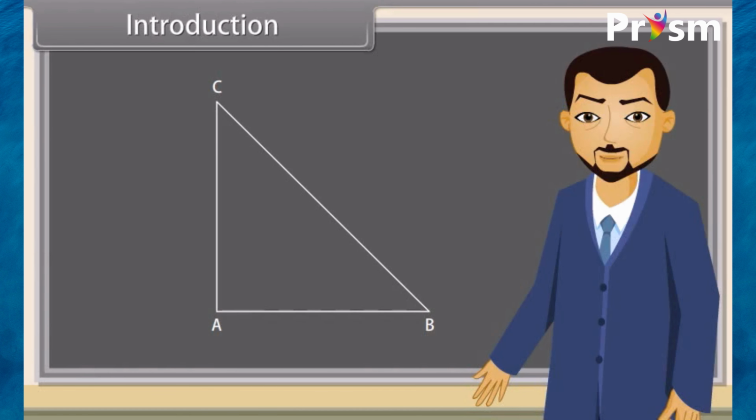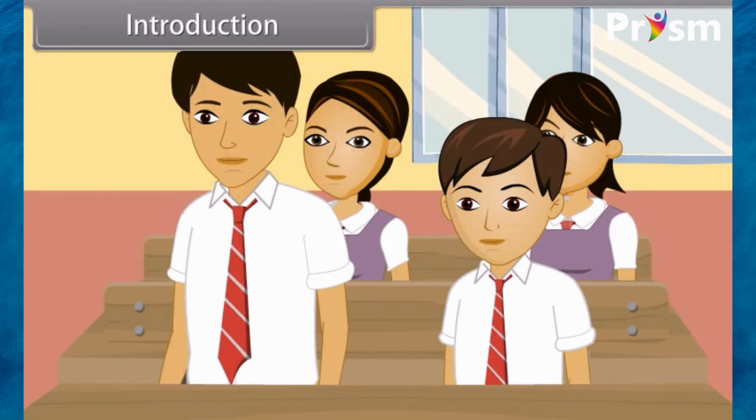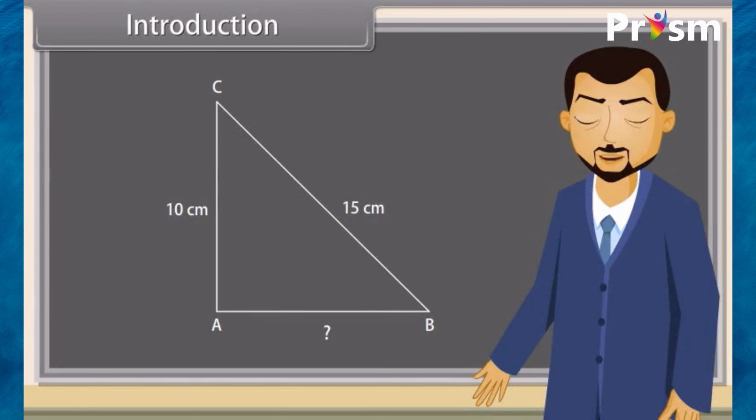Correct. Now if one side of this triangle is 10 centimeter, second side is 15 centimeter, then can you tell the length of the third side? Yes, we can find the length of the third side using Pythagoras Theorem. So what is Pythagoras Theorem? Today we will learn about Pythagoras Theorem. Come, let's start.